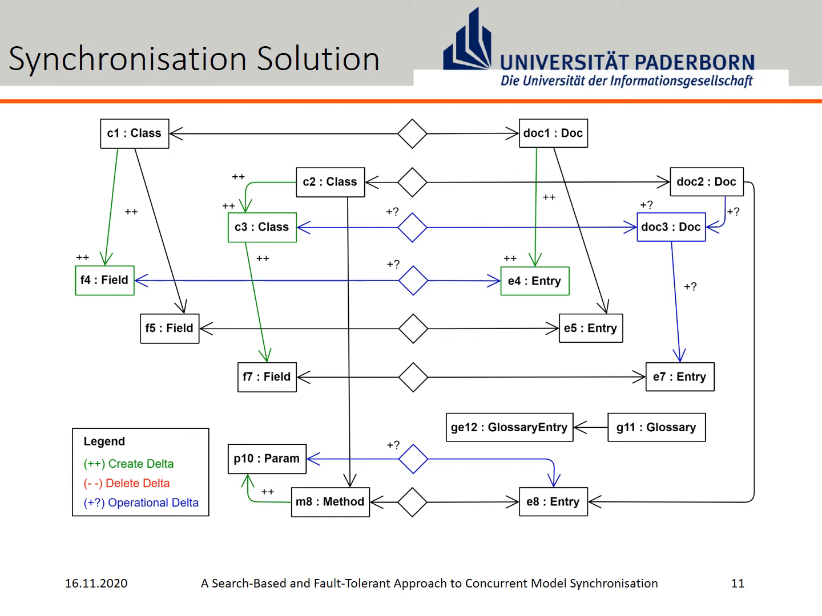Also, the field F7 was moved to the new class C3. The method M6 and the entry E6 and the parameter P9 cannot be seen anymore as they were deleted. Last but not least, the parameter P10 was moved to the method M8. One can see that all deletions were accomplished and only 3 correspondence links and the document D3, including the incident edges, were created by the operation.